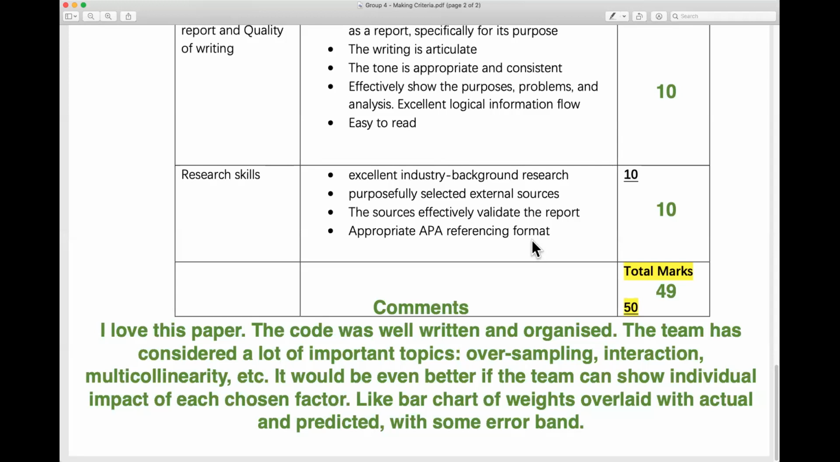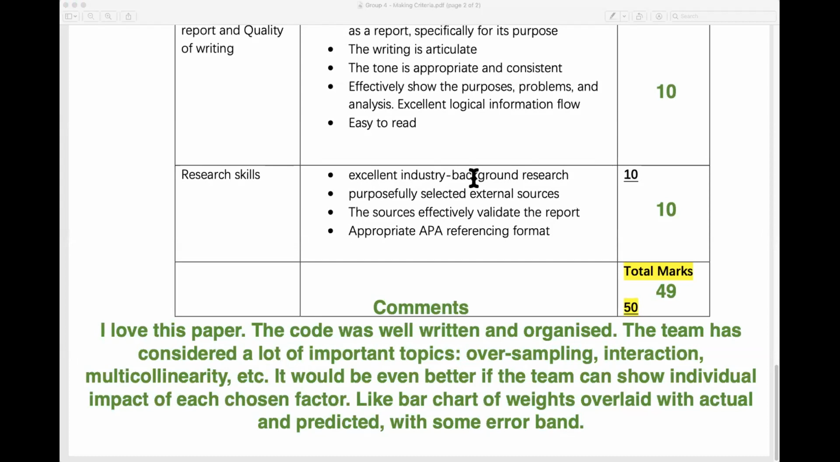Okay, it's my turn now, and well, first I have to say my marks are generally very generous. I give 99 out of 100 for Group 4, but that doesn't mean Group 4 has achieved the industry standard. It's just an encouragement. The code is well written and organized, and the team has considered a lot of important topics like oversampling, interaction, multi-collinearity, etc. It would be even better if the team can show the individual impact of each chosen factor. I'll explain that later. So first let's have a look at the code.